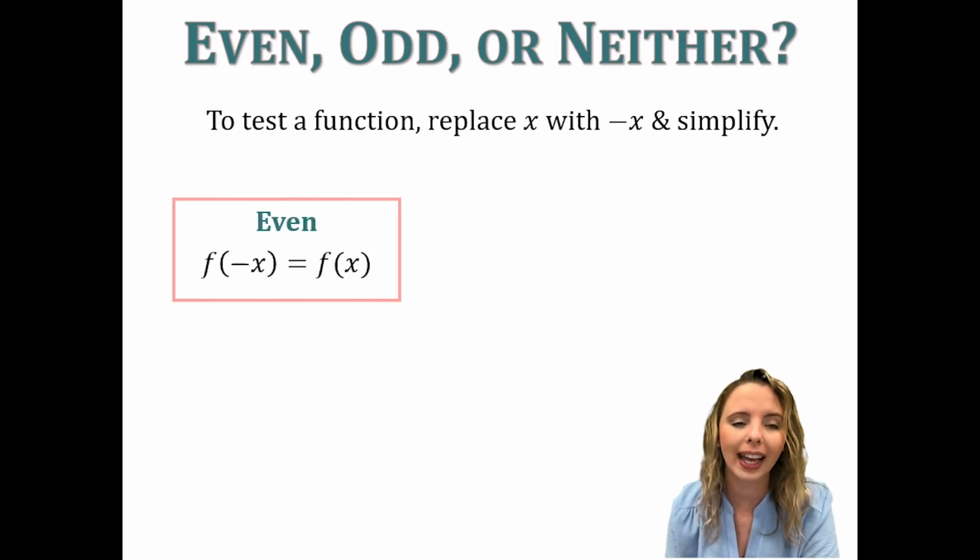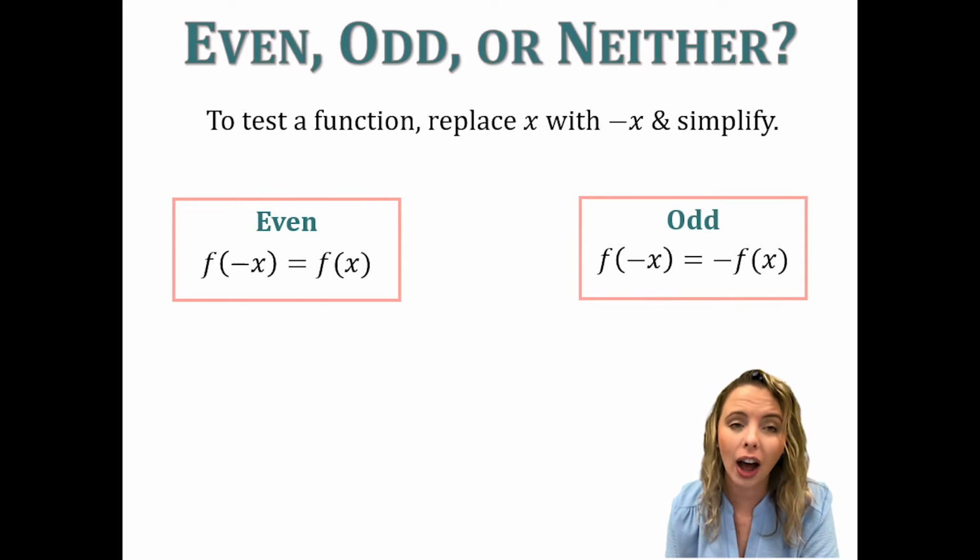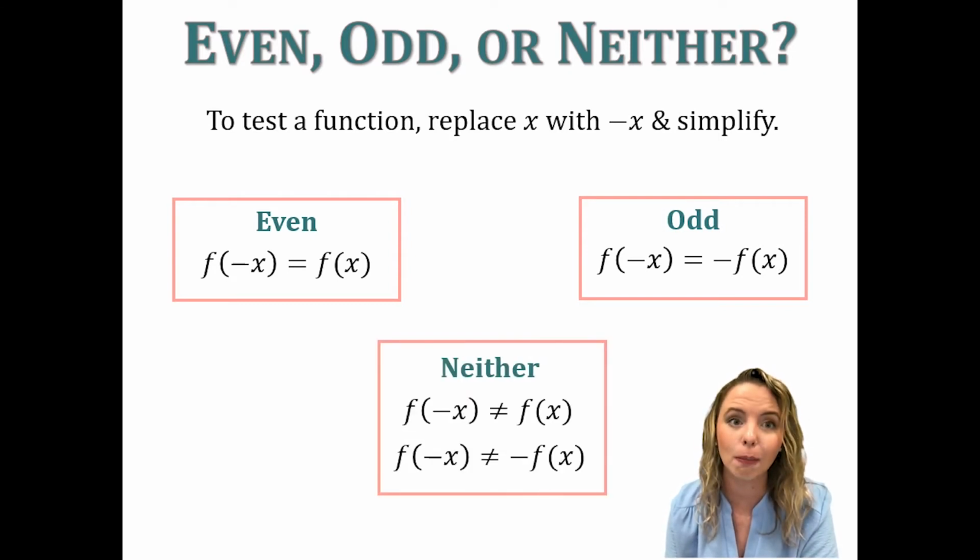For a function to be even, once we simplify, we're going to get the same thing as our original function. Same signs, everything. For odd, we're going to get the exact opposite. So if something was positive, it's now negative. If something else was negative, it's now positive. And lastly, for it to be neither means it doesn't fit either one of these cases. But we're going to see what this means in a more concrete example.